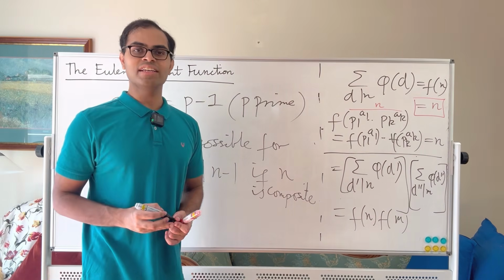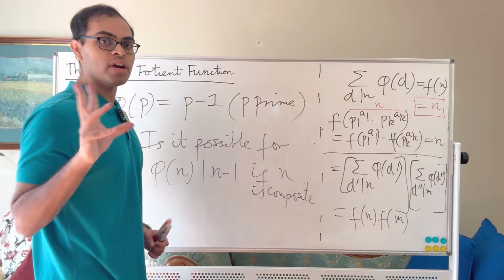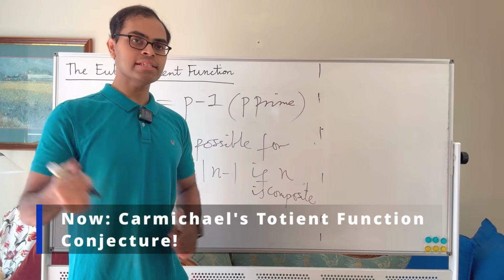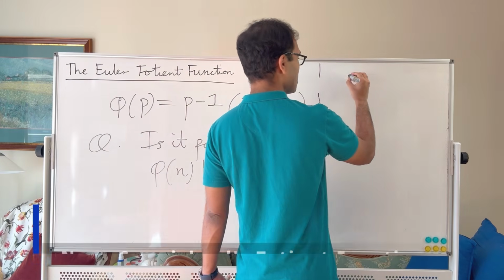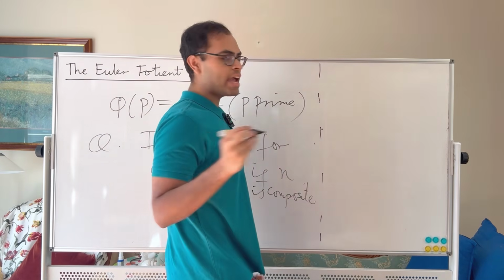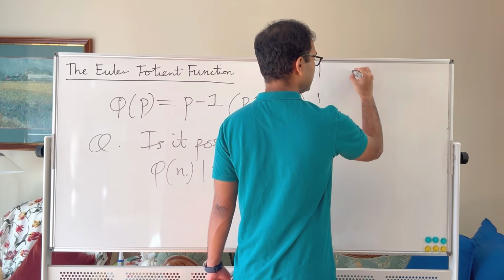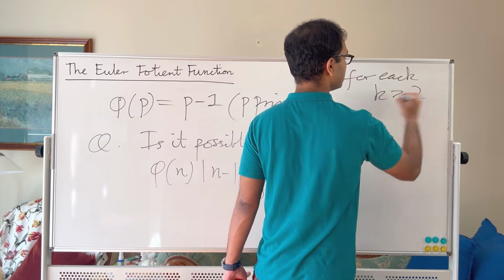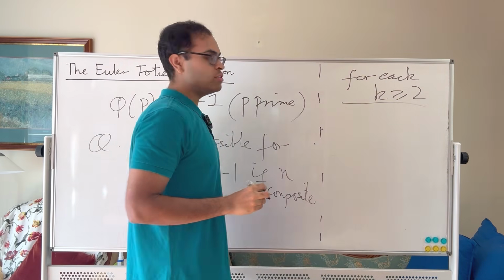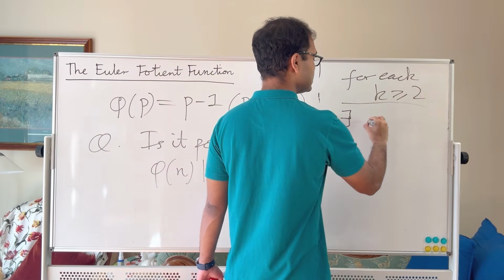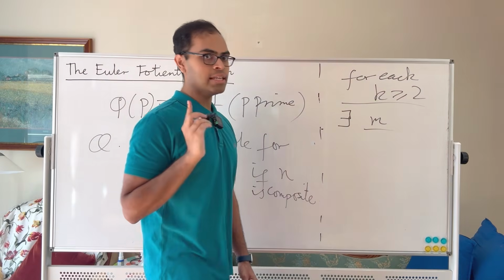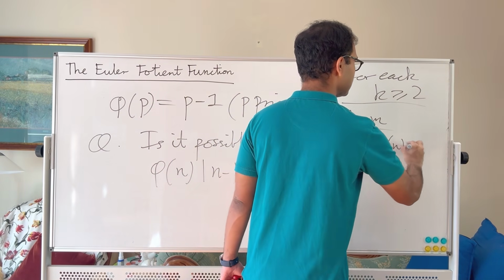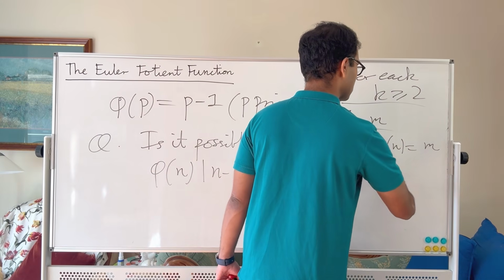And the second one is also really cool. It's about solving equations with the Euler Totient function. You're going to love this one. This conjecture is called Carmichael's conjecture. There's basically a theorem of Ford that for each k greater than or equal to 2, Ford proved a remarkable result. For each positive integer k greater than or equal to 2, Ford proved that there exists a natural number m such that the equation phi of n equals m has k solutions.